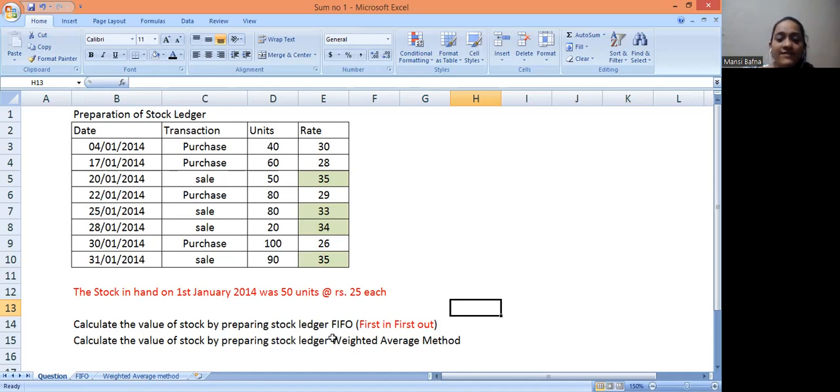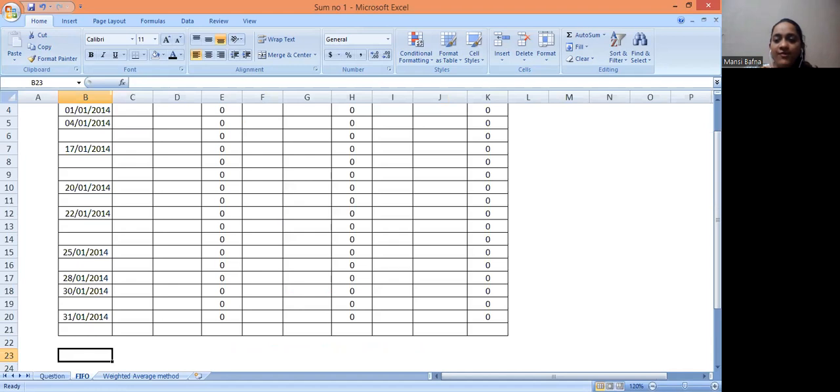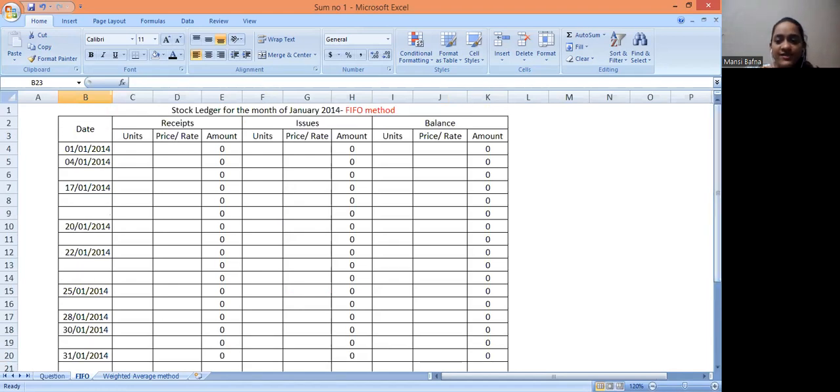After that, we have another method which is the weighted average method. Here we are not going to look at when the stock came, but we are going to be assigning weights to the stock units that we have, and we are going to be calculating the rate accordingly. We are going to be utilizing or selling the stock one after the other. Let's just first start with this FIFO method. Under the FIFO method, the format of the stock ledger will look something like this.